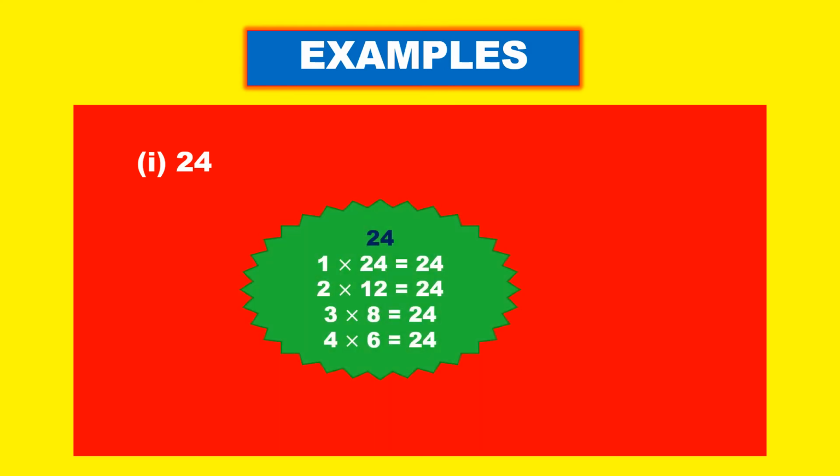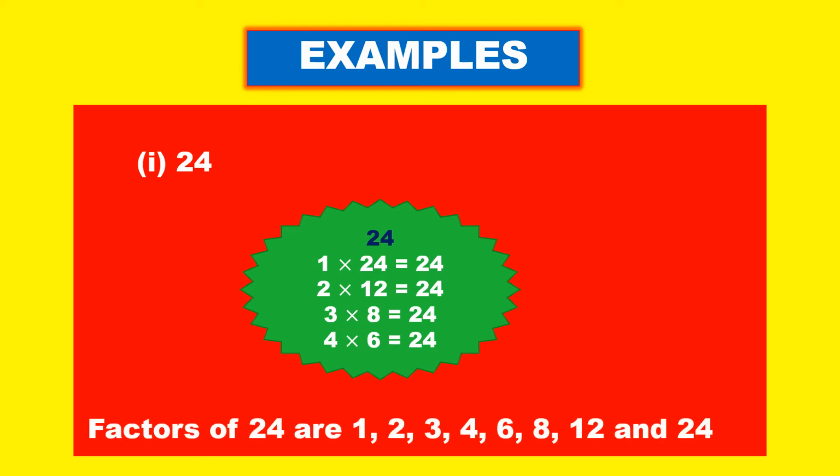Let us discuss some examples. 24. We should find out the factors of 24. Now I'm not giving the methods of factorization, that we'll discuss in another video. Just we are going to discuss how to find out the factors in a simple way. So 1 into 24 is 24, and this 24 can be expressed as 2 into 12, 3 into 8, 4 into 6, right? So I can write the factors of 24 as 1, 2, 3, 4, 6, 8, 12 and 24, because whatever numbers are exactly divisible, those numbers are called factors. All these are factors of 24.